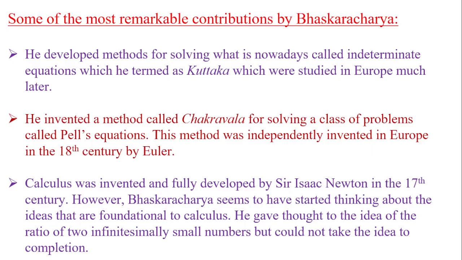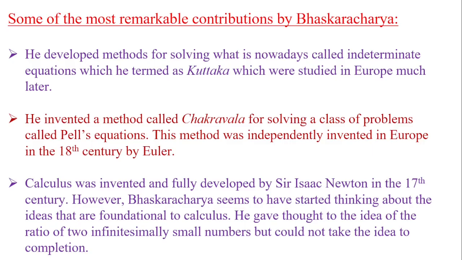We have earlier seen that Pell's equations were also solved by Aryabhatta, but those were linear Pell's equations. Bhaskaracharya also solved a class of problems that are even more complicated. These are called quadratic Pell's equations. And this method Chakravala was independently invented in Europe in the 18th century by another great mathematician, Euler.